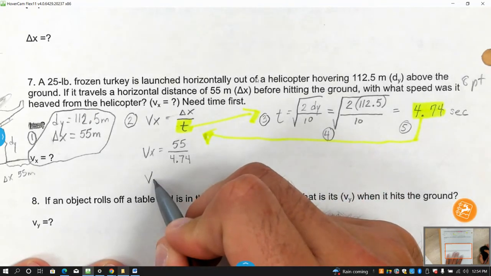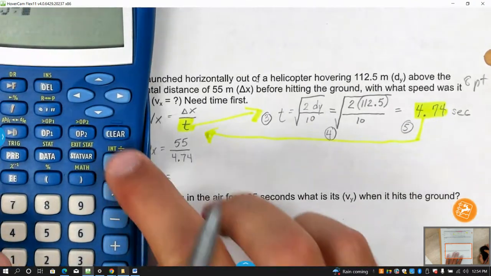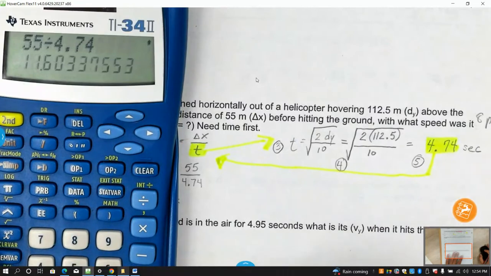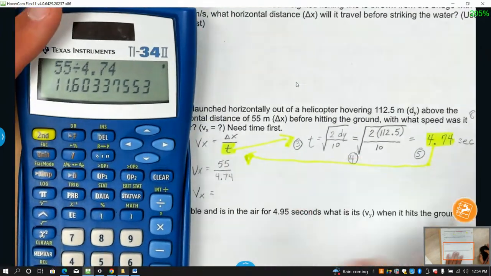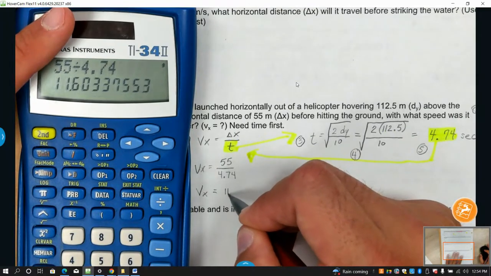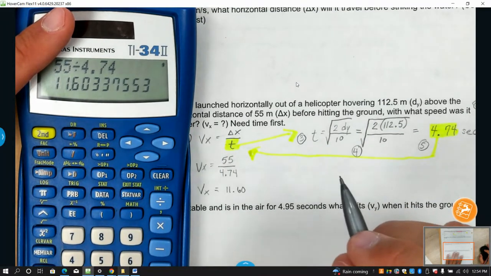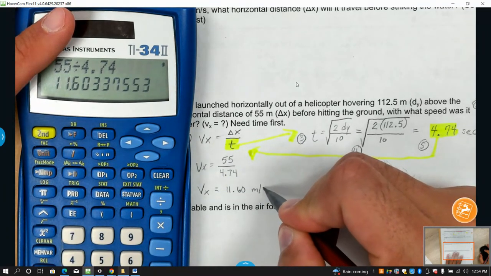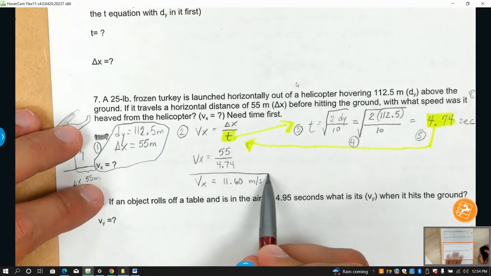And that will give me a Vx of, rounding it to 2 decimals, 11.60 meters. Just meters per second. Any of the velocities or speeds, pretty much meters per second. Okay, then box it.